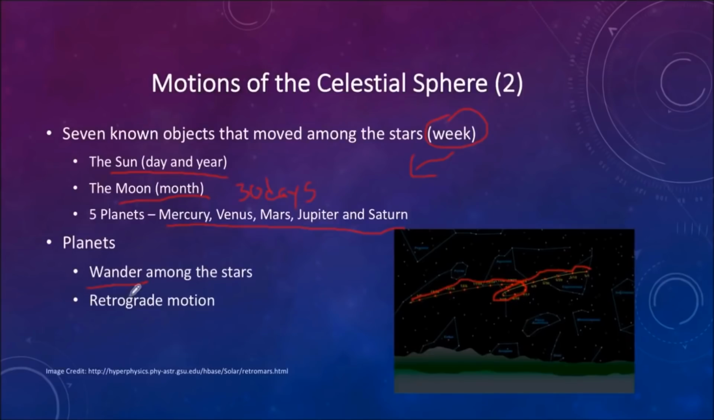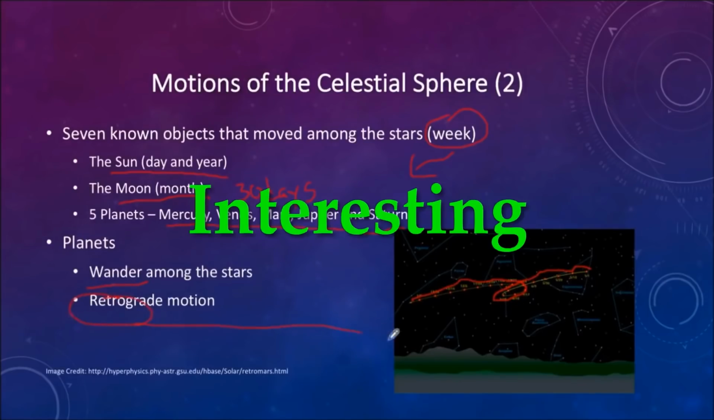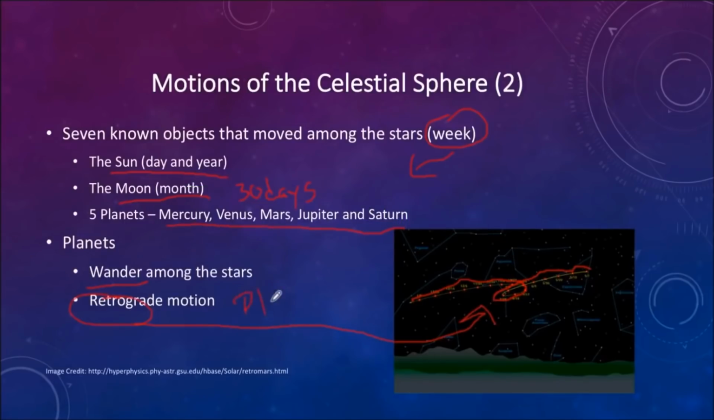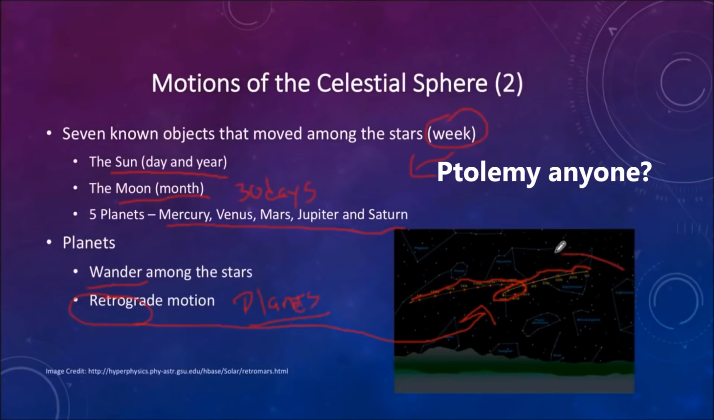This is what we call retrograde motion. This little loop is something that is distinct to the planets only. So only planets will undergo retrograde motion. The sun and the moon do not do this. They go through those constellations, but they just make a completely straight path. The planets will at specific times form this little loop, which was very important for our understanding of the motions of the planets.